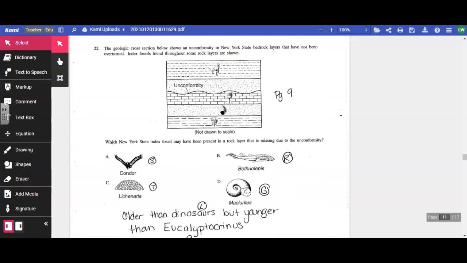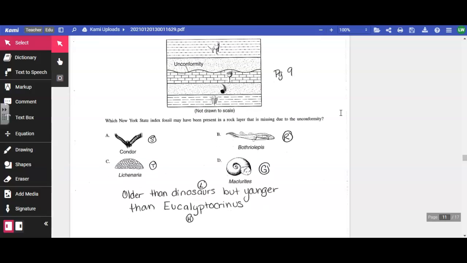Number 22. The geologic cross-section below shows an unconformity in New York State bedrock layers that have not been overturned. Index fossils found throughout some rock layers are shown. Which New York State index fossil may have been present in a rock layer that is missing due to the unconformity?